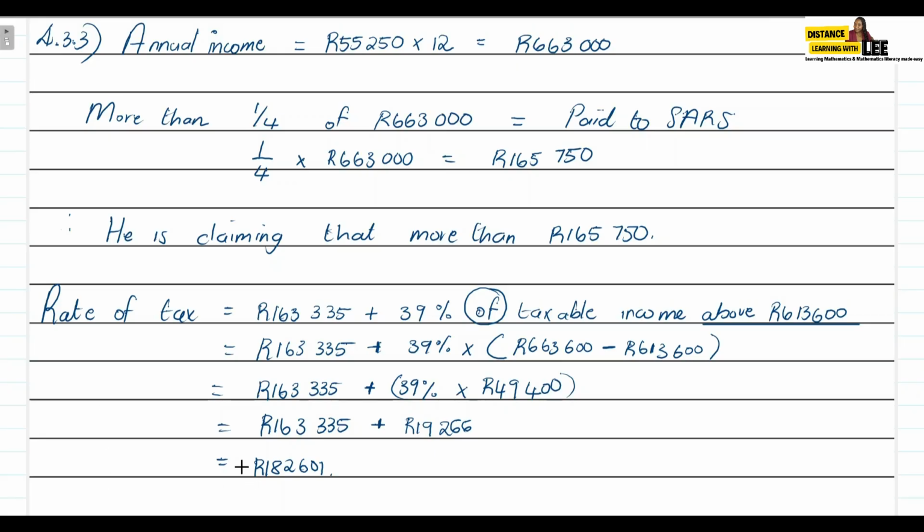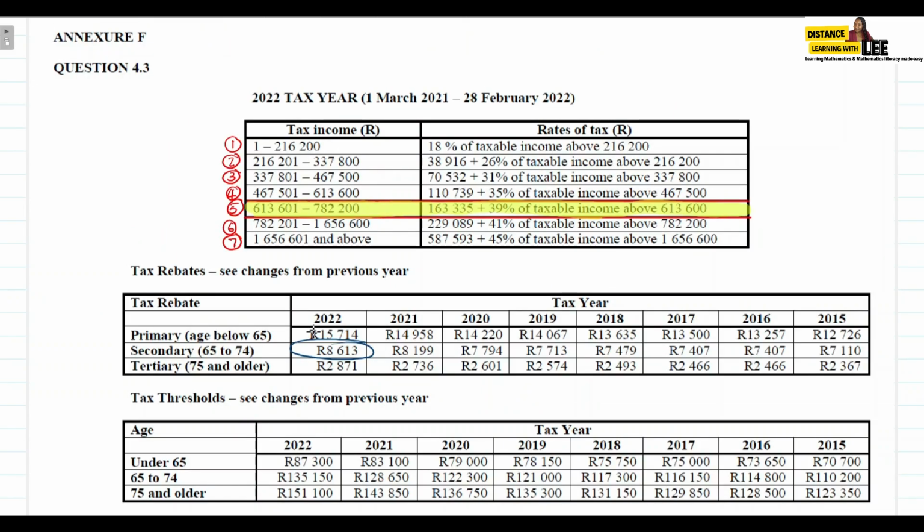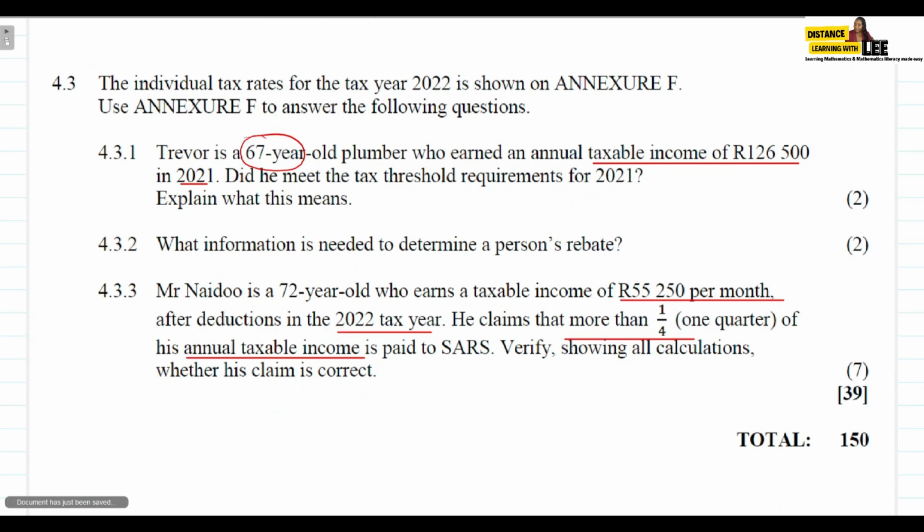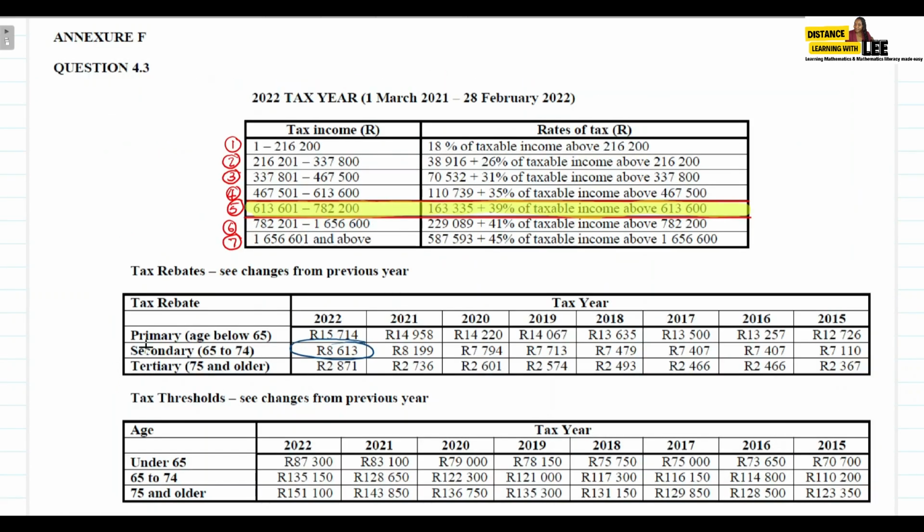Okay, so from this amount we still need to reduce the primary tax rebate for the year 2022 and the secondary rebate. Why are we supposed to also reduce the primary? Because some person will say, but Mr. Naidu is actually 72 years old, so I'm just supposed to subtract the secondary rebate because 72 years is between 65 and 74, right?